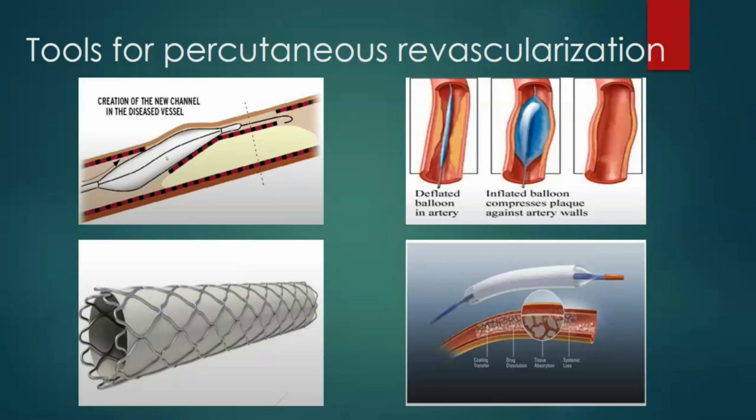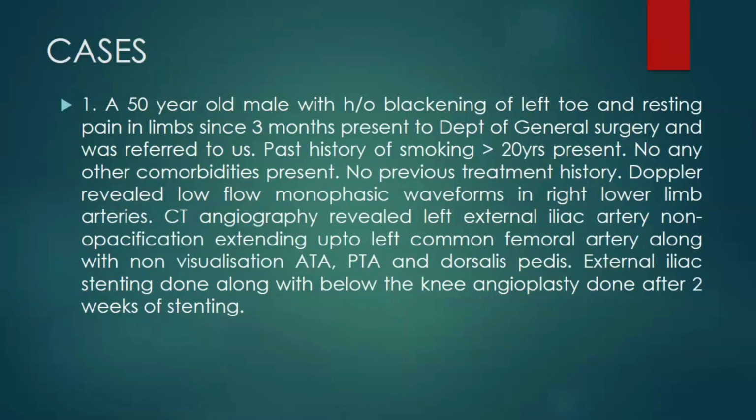Now coming to the cases, because my presentation is more of a case presentation rather than theory. This is a 50-year-old male with a history of blackening of the left toe and resting pain in the limb for 3 months in the Department of General Surgery, and was referred to us. Past history of smoking for more than 20 years, no other comorbidities, no previous treatment history. Doppler revealed low flow monophasic waveform in the lower limb arteries.